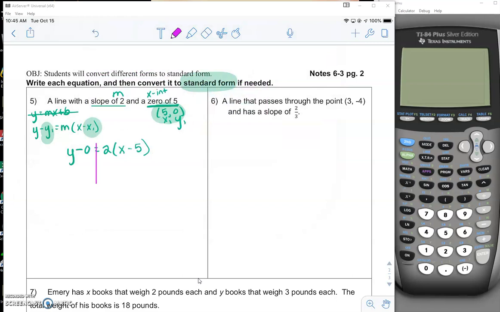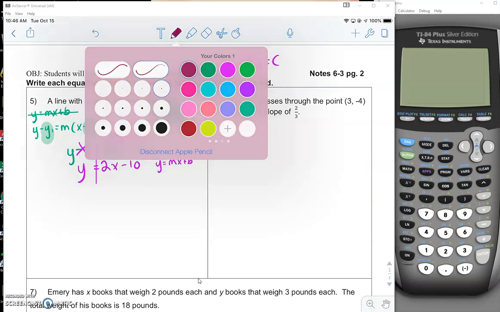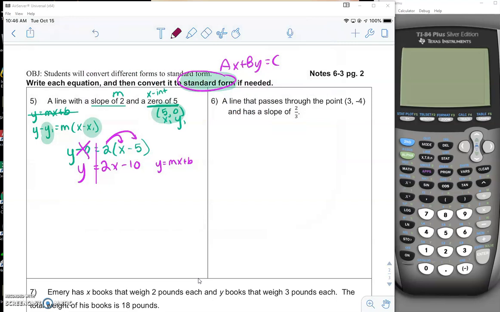We need to get this into standard form, so into ax plus by equals c. We will start with distributing. 2 times x is 2x. 2 times negative 5 is minus 10. And really, we don't need to have minus 0 there. So we'll just have y equals 2x minus 10. This is in y equals mx plus b. This is in slope-intercept, but we are going all the way to standard form.